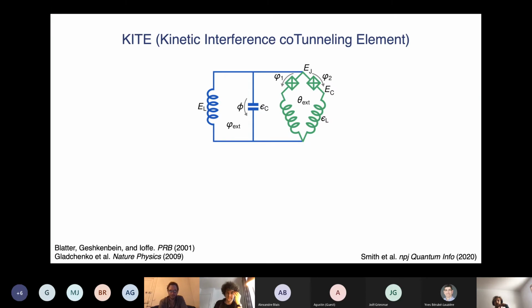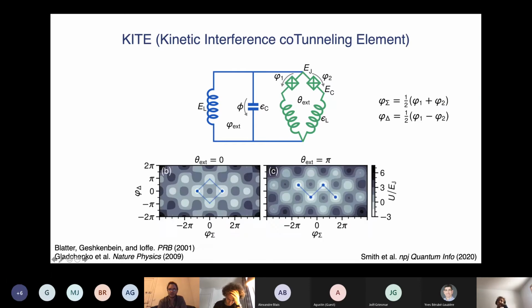due to any junction. Okay, so there are 2 external fluxes in this circuit. There's one phi external, which roughly corresponds to the standard fluxonium-like external flux, and there's another, internal theta external, magnetic flux that biases this kite. To understand a bit how this works, we can talk about the 2 most important degrees of freedom. Since it's so symmetric, we're inclined to introduce sum and difference coordinates, phi sigma and phi delta. Here I'm plotting cuts of the potential energy landscape at the 2 extremal points of the external flux of the kite, theta external equal to 0 and theta external equal to pi.